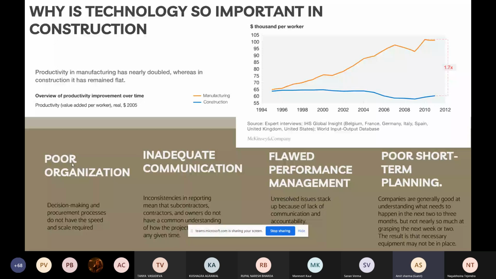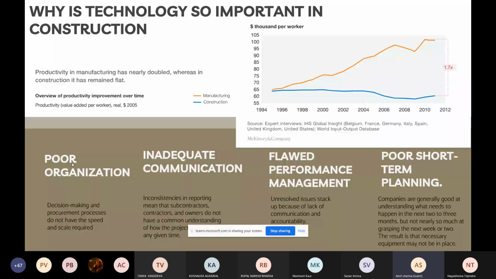The second one is inadequate communication. On a particular construction project, there are maybe hundreds of people joined from architects, from structural engineers, from electrical engineers, from mechanical engineers, estimators, and it's very hard for them to communicate on the same project. And whenever this communication happens, a lot of information gets missed, which leads to inefficient design or inefficient construction and operation. The third one is flawed performance management. We don't do any kind of performance analysis during the design phase.